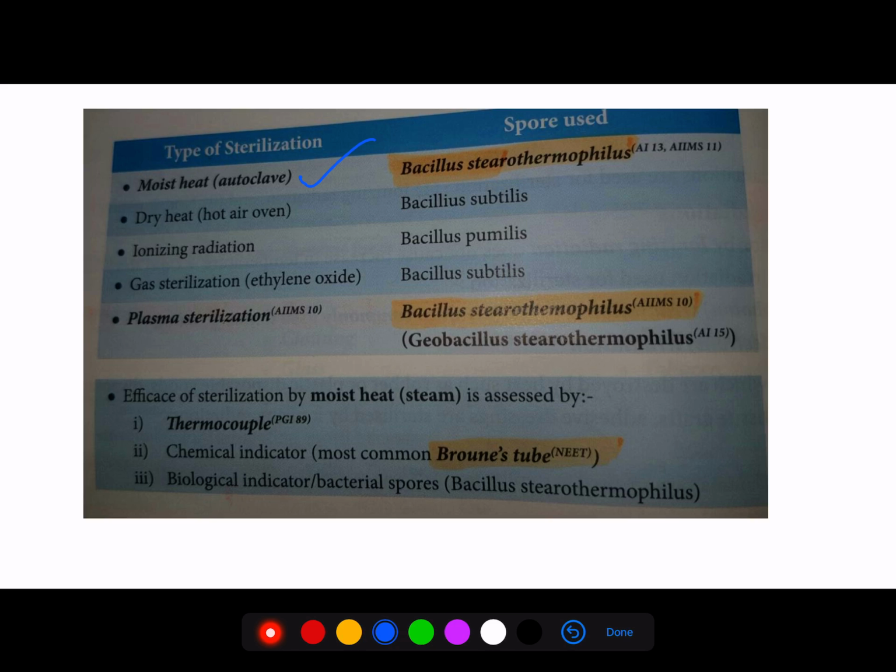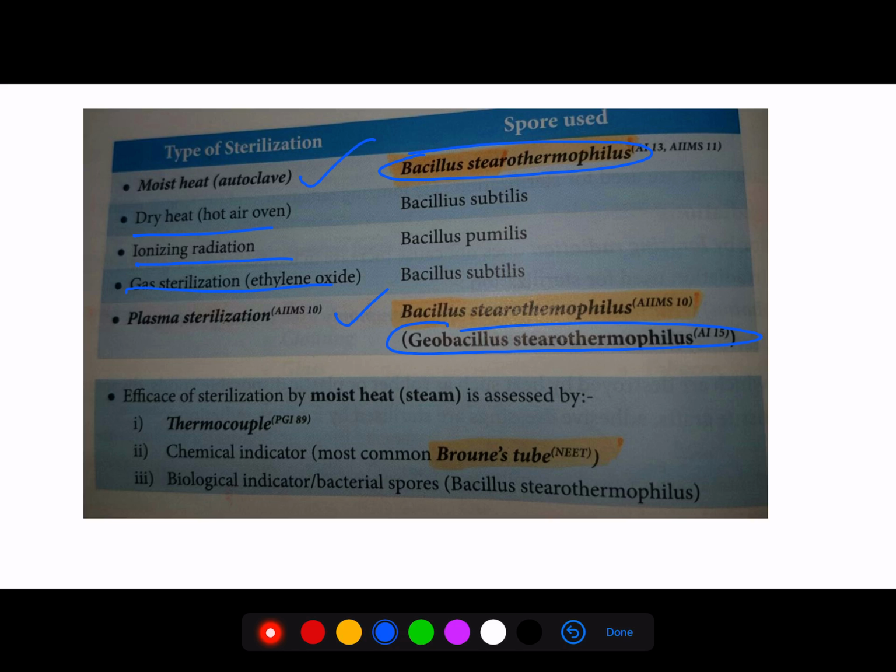that is the moist heat autoclave. The spore that is useful is called Bacillus stearothermophilus, which is also called Geobacillus stearothermophilus. This is the same spore that is useful for plasma sterilization also. And do make a note, what is the spore that is useful for dry heat, what is the spore that is useful for ionizing radiations, what is the spore that is useful for gas sterilization.